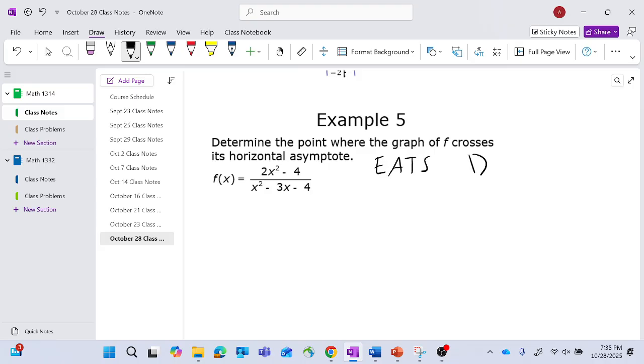That eats DC. What that means is exponents are the same, divide coefficients. So you want to divide the leading coefficients. The leading coefficient of the top is 2. The leading coefficient of the bottom is 1. So your horizontal asymptote is y equals 2 over 1. It's supposed to be a 1. Or just 2. And that is your horizontal asymptote.